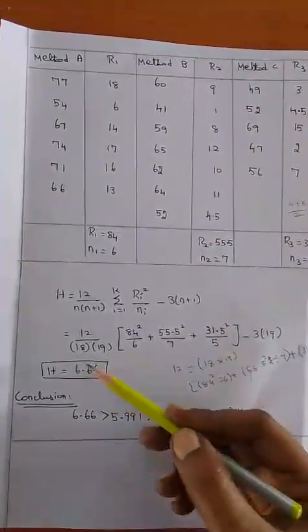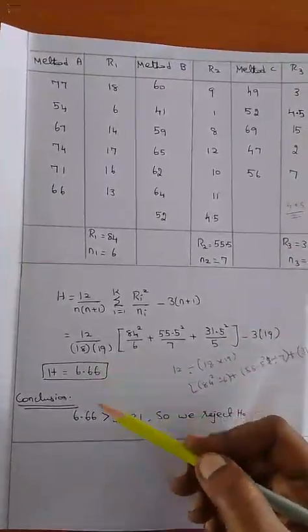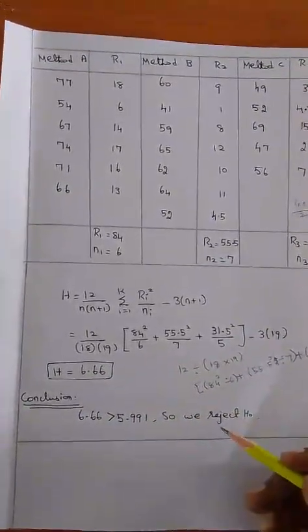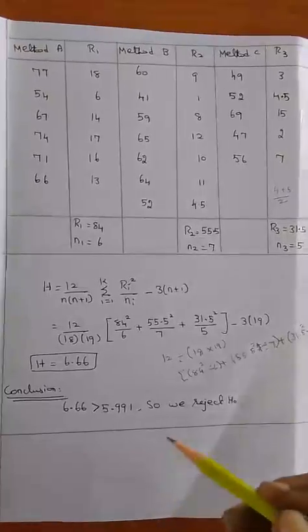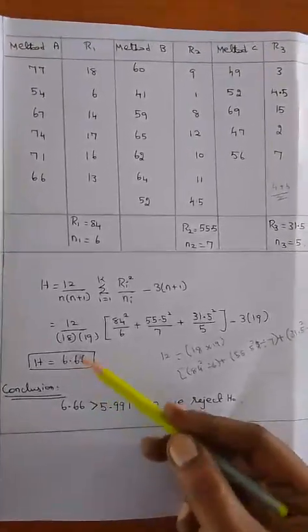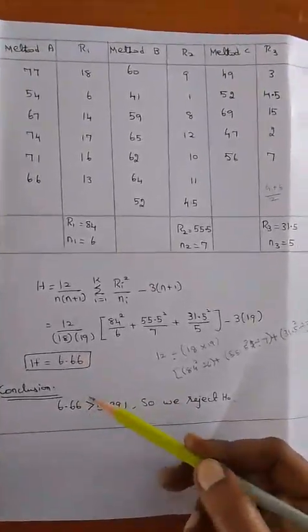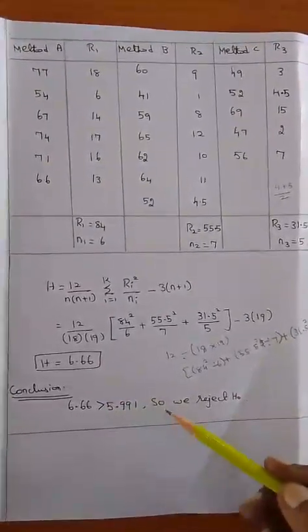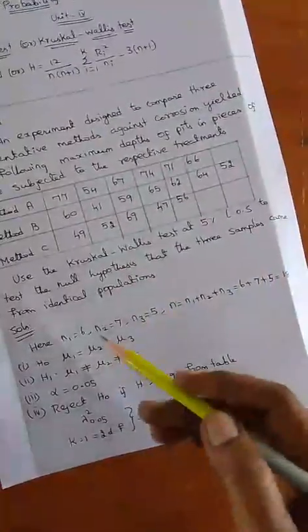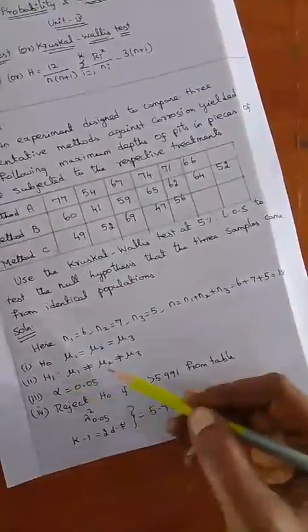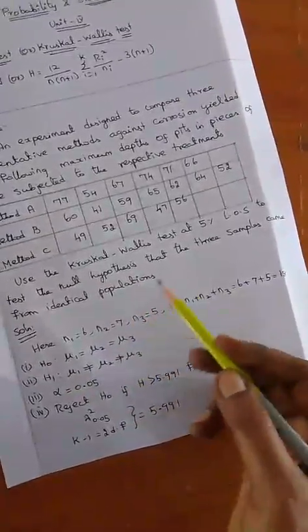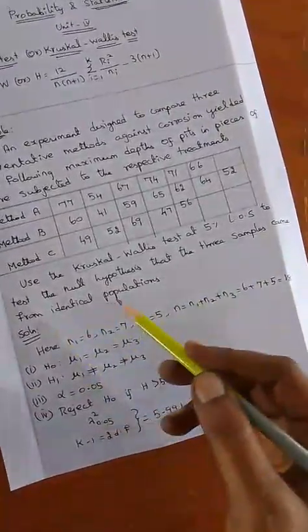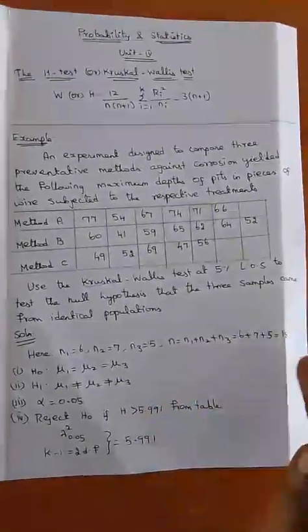Now the conclusion: if the calculated value is less than the table value, we accept H0. Otherwise, we reject H0. Here the calculated value is 6.66, which is greater than our table value 5.991. So we reject our H0. Rejecting H0 means we are accepting H1. That means there is a difference. That means the 3 samples do not come from an identical population. That's our final conclusion. Thank you.